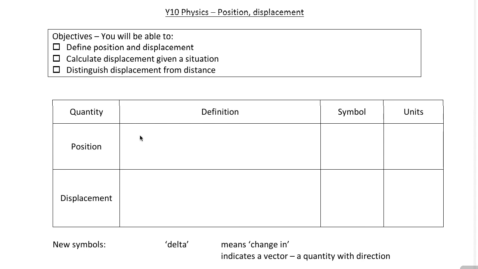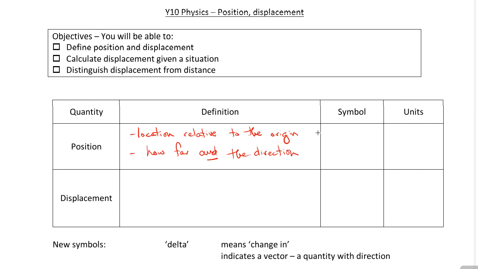So position is just defined as the location of something relative to the origin. So we're going to define some sort of place in space and call that the origin, just like you would in math, and then we're going to measure something's position relative to that. And the position includes both how far it is from that origin, and it also includes the direction. And we'll see soon that that's important.